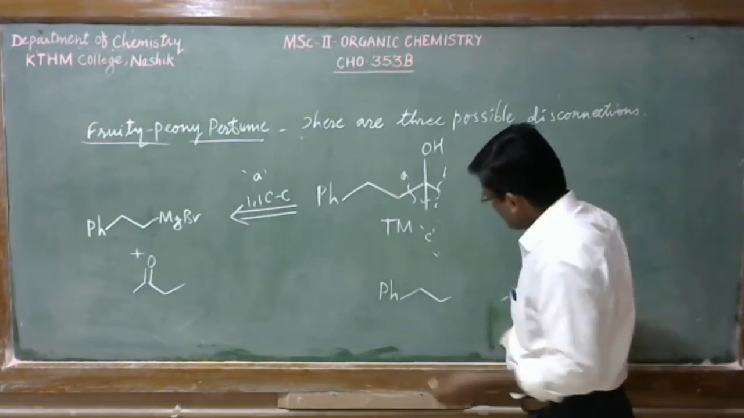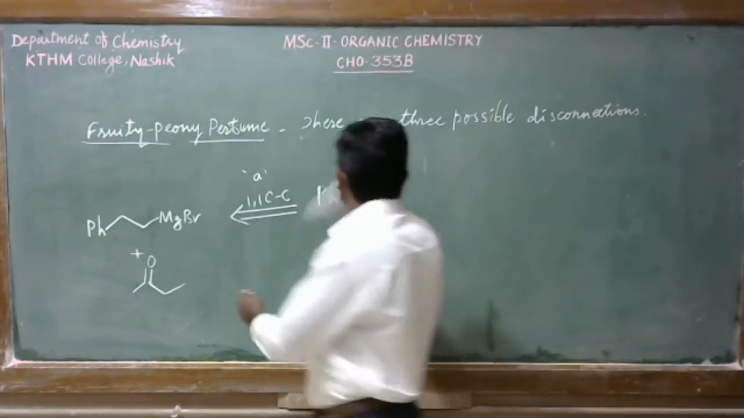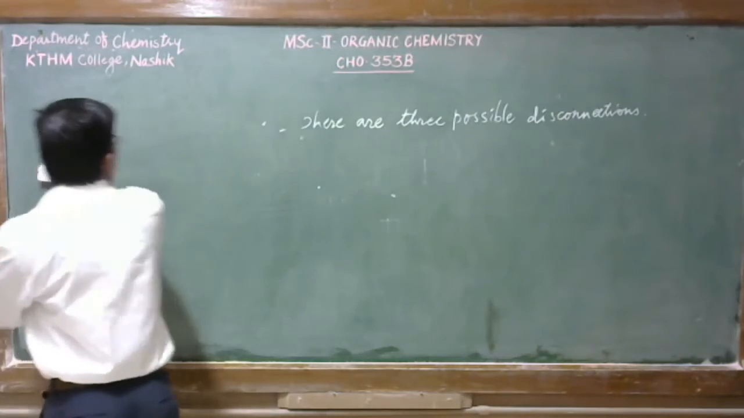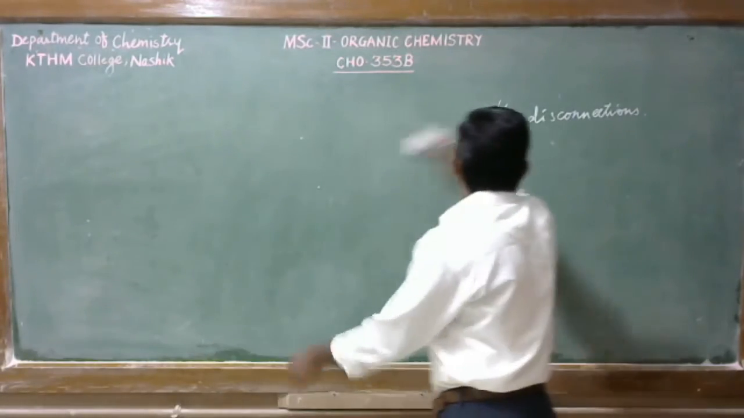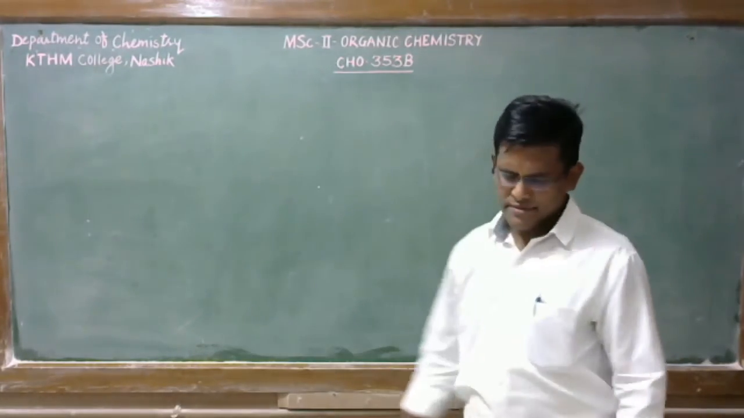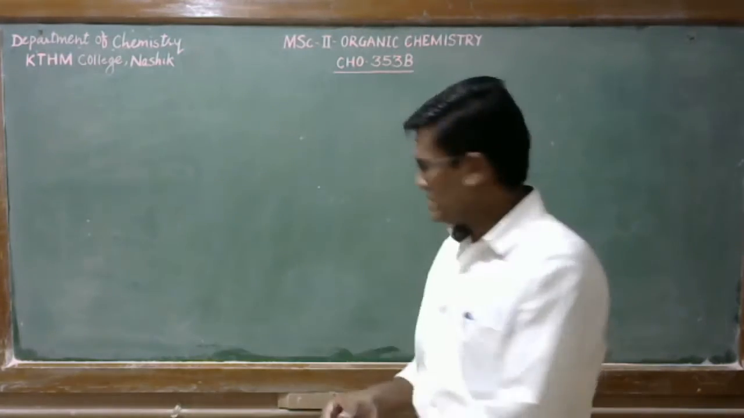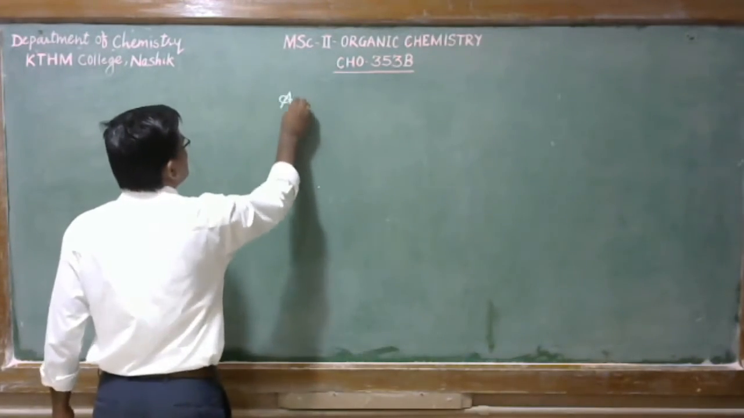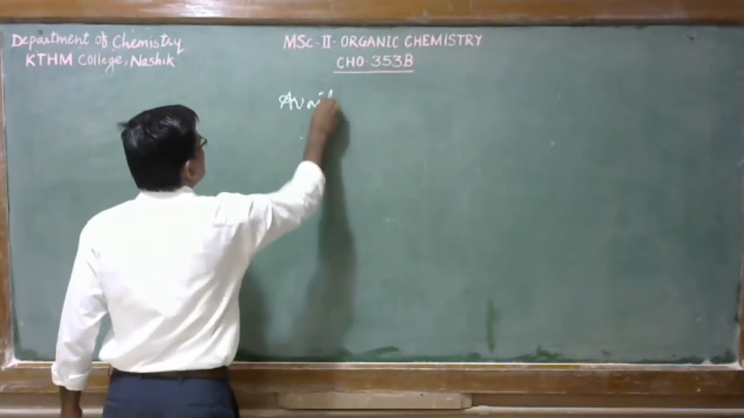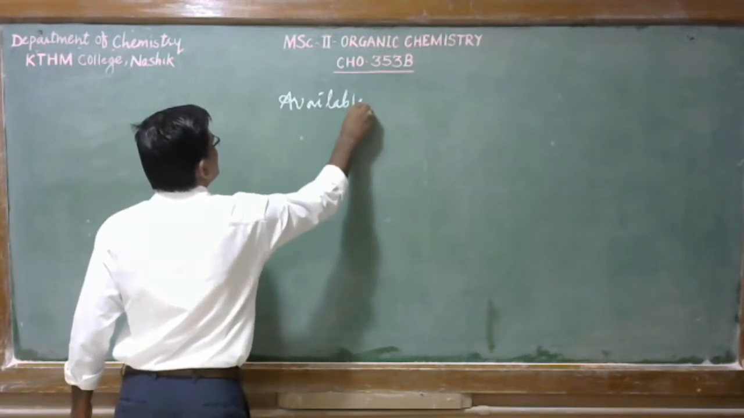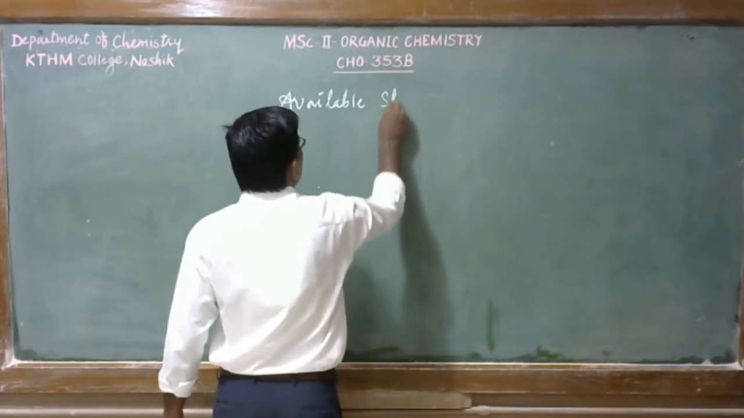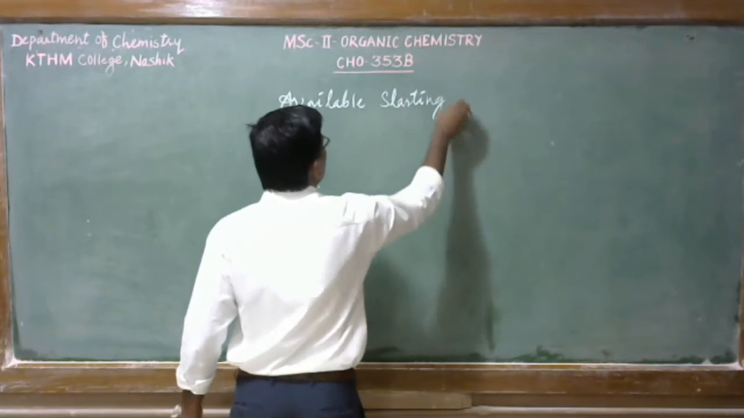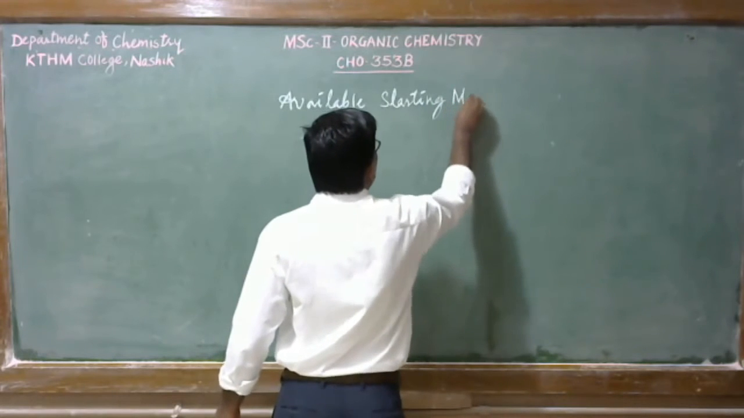Two functional group containing starting materials, for example, acetoacetate, malonates, acrylates. These are available starting materials.